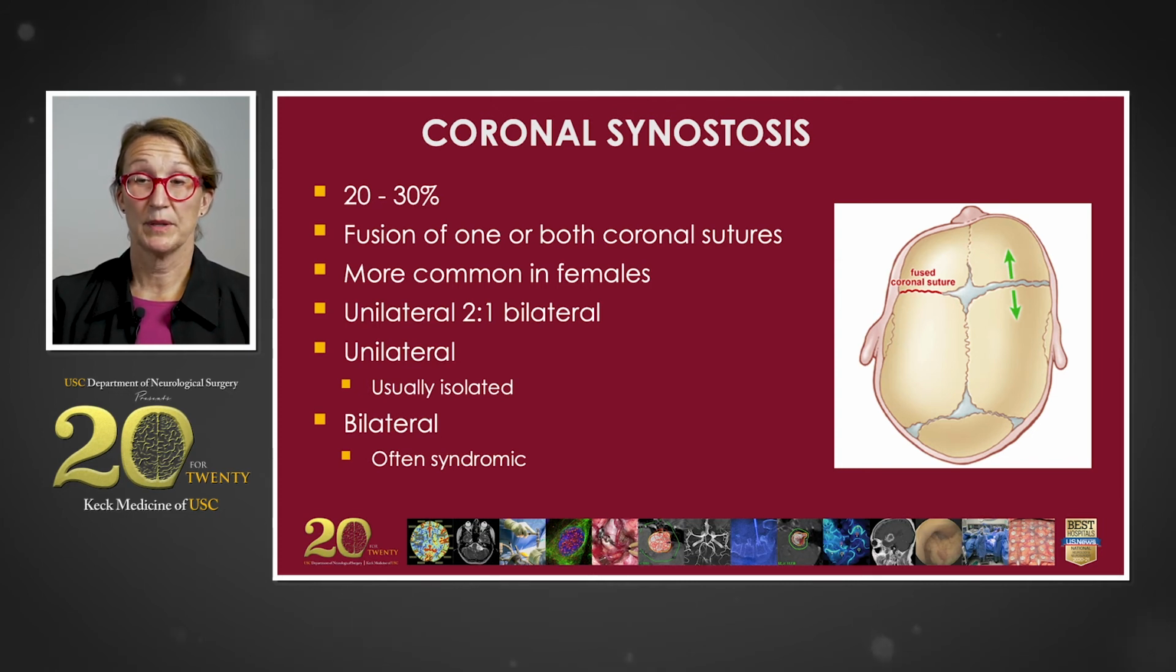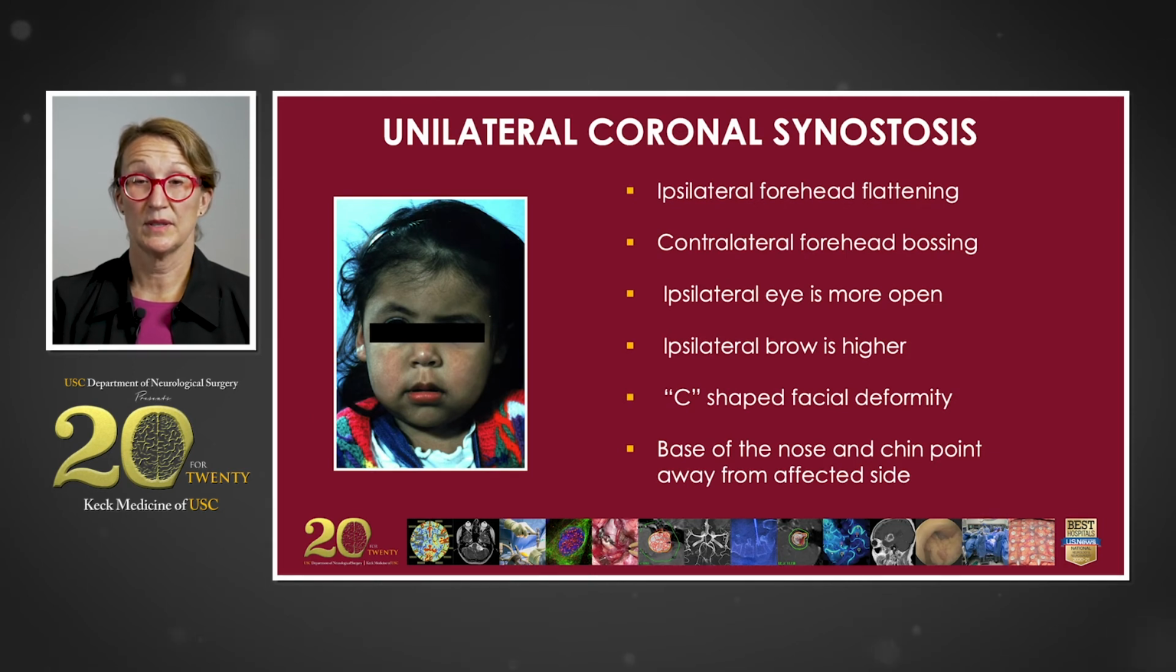The picture on the right is a fused coronal suture, and it demonstrates the compensatory cranial remodeling as a result of the coronal suture being fused, with contralateral forehead bossing and ipsilateral forehead flattening. Unilateral coronal synostosis again shows ipsilateral forehead flattening as well as contralateral forehead bossing. The ipsilateral eye is more open. The ipsilateral brow is higher. These children often have a C-shaped facial deformity, and the base of the nose and the chin typically point away from the affected side.